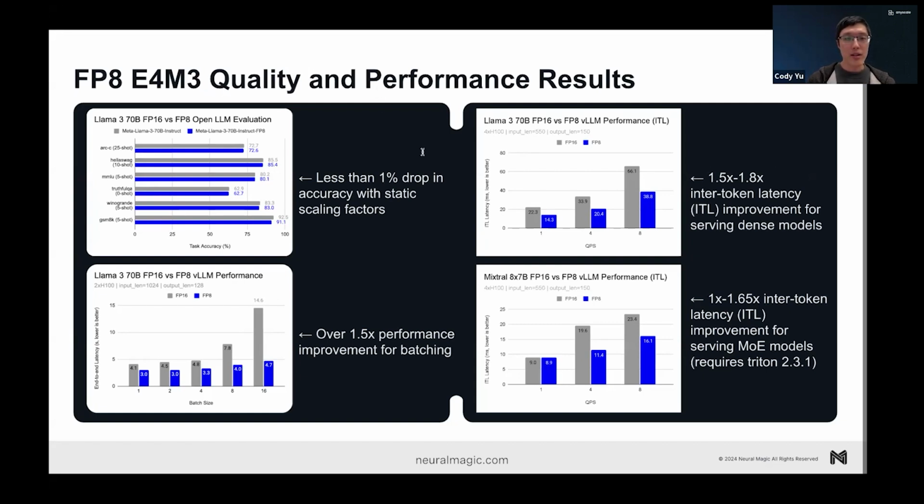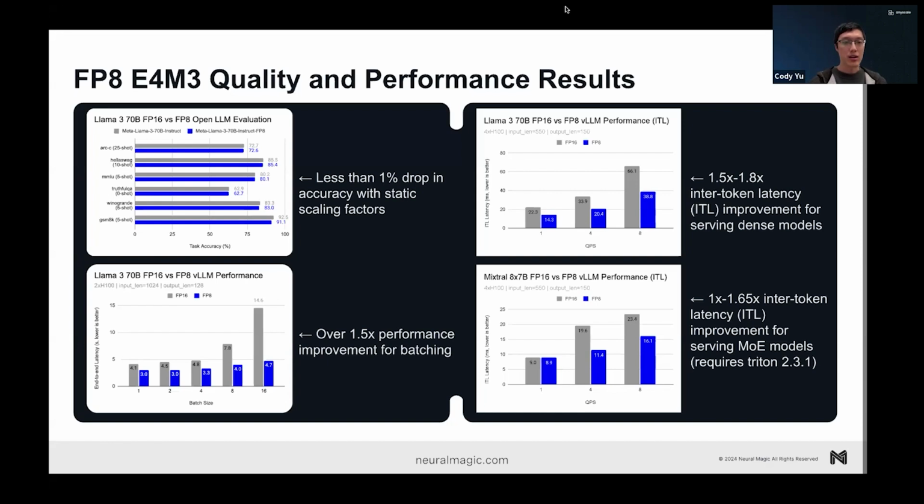Next, please. All right, so let's look at some quality performance results for FP8. The first figure on the top left shows quality results compared to FP16 using the LLM evaluation harness. This is the same benchmark as used for the Hugging Face leaderboard. We can see there is less than 1% drop in accuracy with the static scaling factor. The quantization process is pretty straightforward. We just use an open public dataset of about 2K samples to do the quantization. So the quantization is pretty fast and pretty accurate.